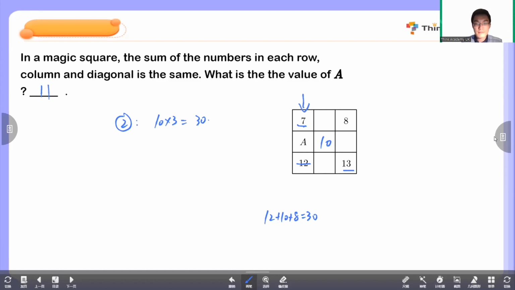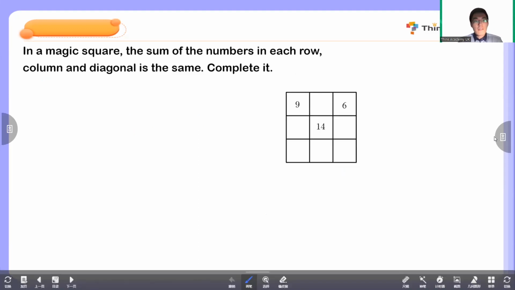Okay. Yeah, sorry. Just to remind, the second key point should be the center number times 3 gives us the magic sum, instead of the sum of all 9 numbers. Okay, correcting myself. Right, and then in the magic square, the sum of the numbers in each row, column, and diagonal is the same, completed.